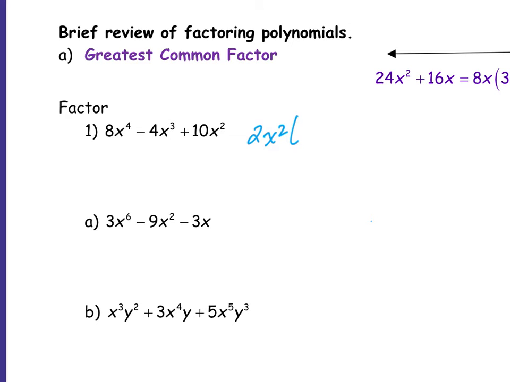Okay, so if I factor 2x squared out of 8x to the fourth, I should get 4x squared. And then I should get negative 2x and plus 5. And that's all that it factors. It doesn't factor further.